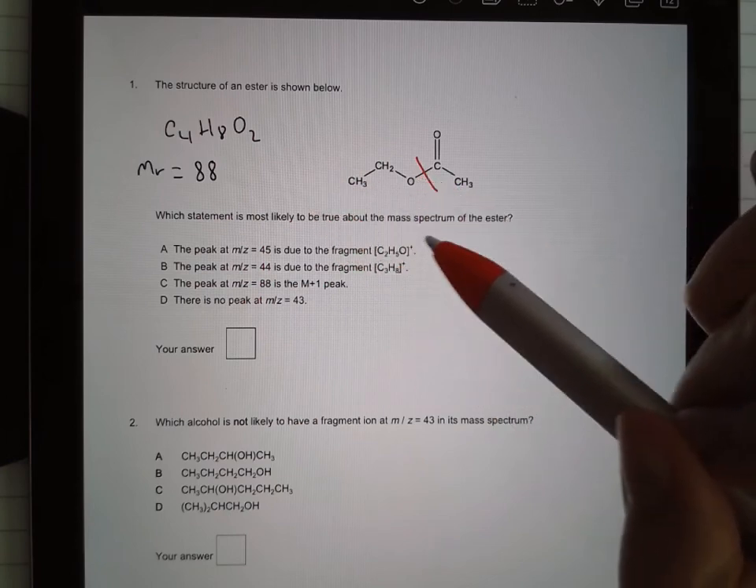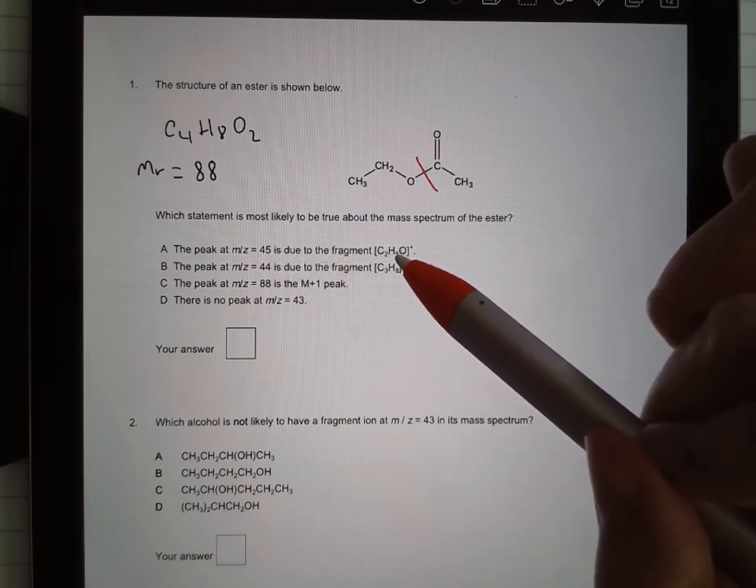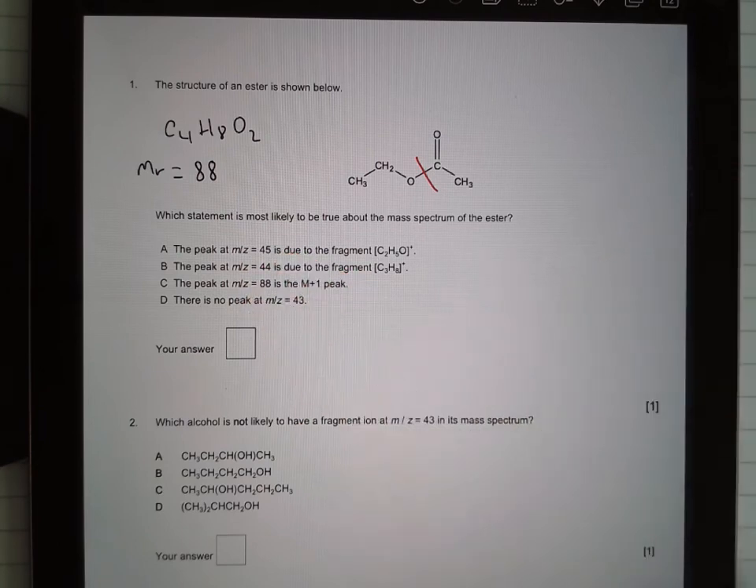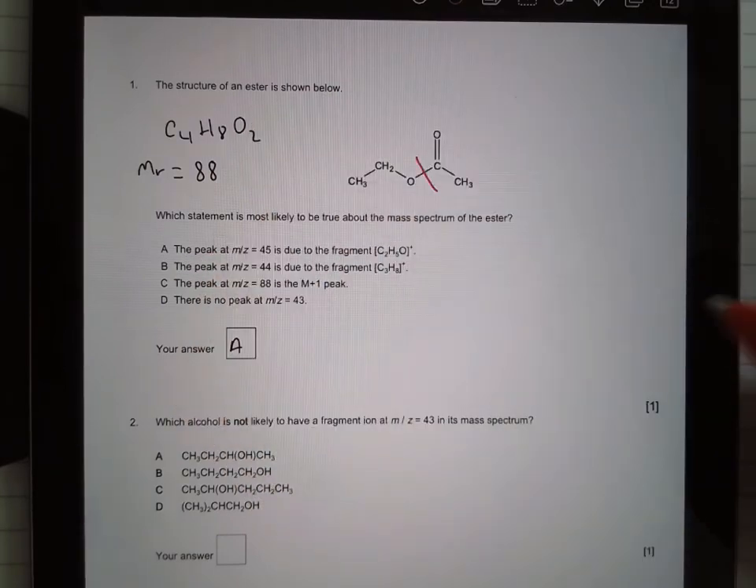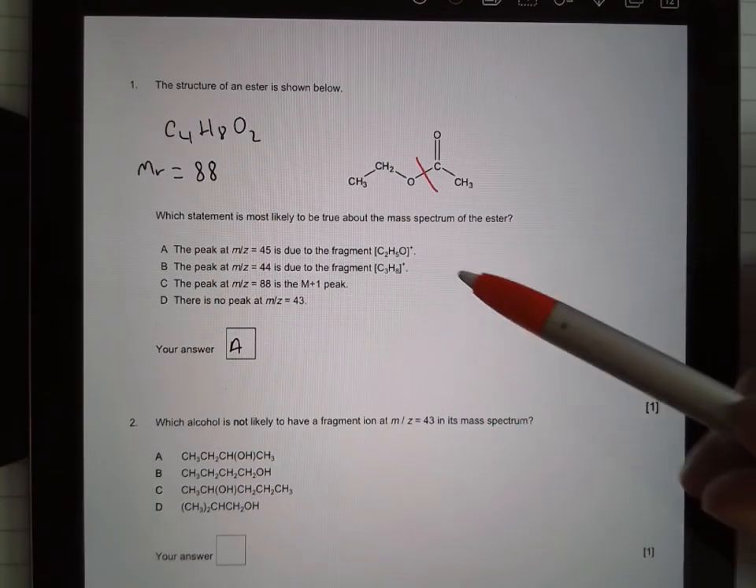Does this fragment have the molecular mass 45? 2 times 12 plus 5 plus 16 is 45. So this statement, A, seems to be true. My first instinct would be that the very first statement, A, is true and will be my answer. But to confirm, we can look at the other statements and make sure that they are not true.